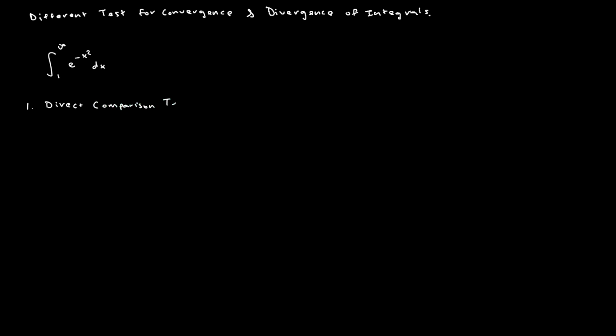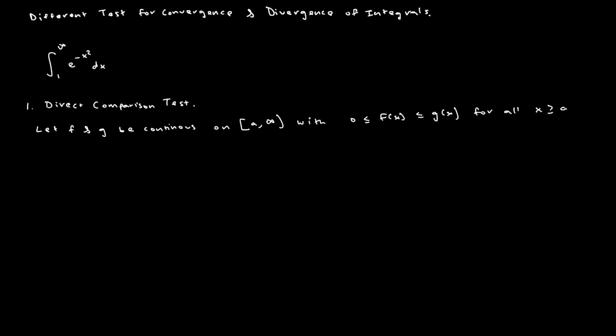The direct comparison test states that, let f and g be continuous on the interval from a to infinity, with 0 less than or equal to f of x, and that's less than or equal to g of x. So g of x is always greater than or equal to f of x for all x greater than or equal to a. So on this interval, g is always upper bounding f of x, and that's the whole point.